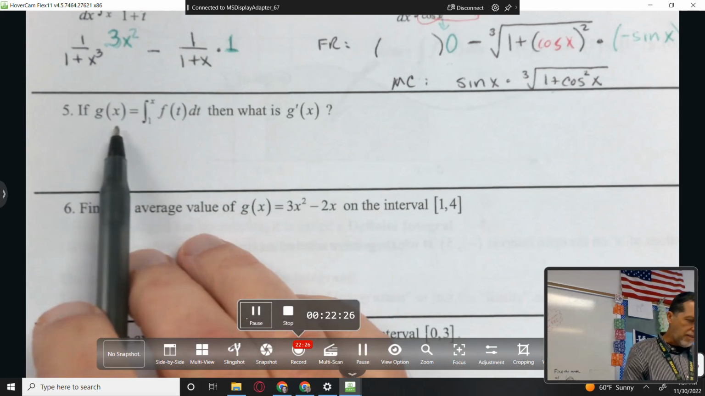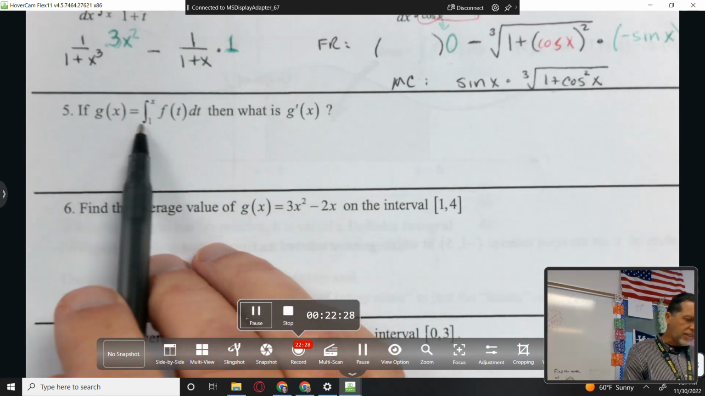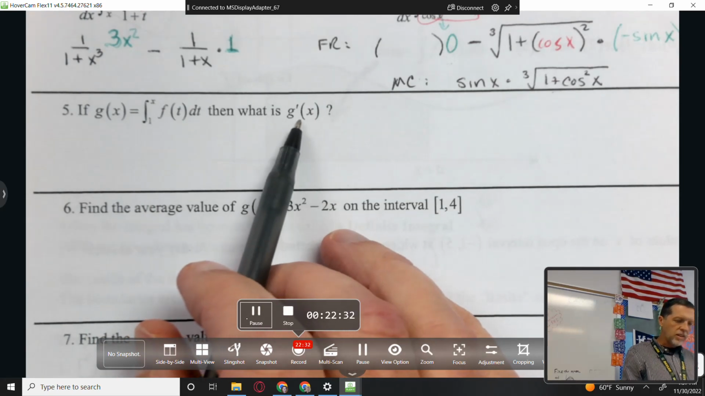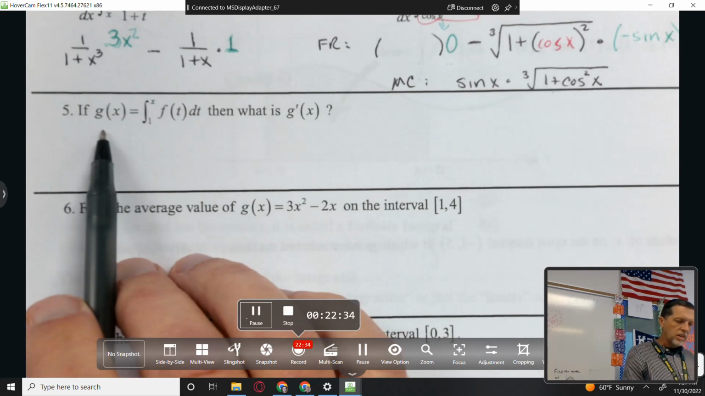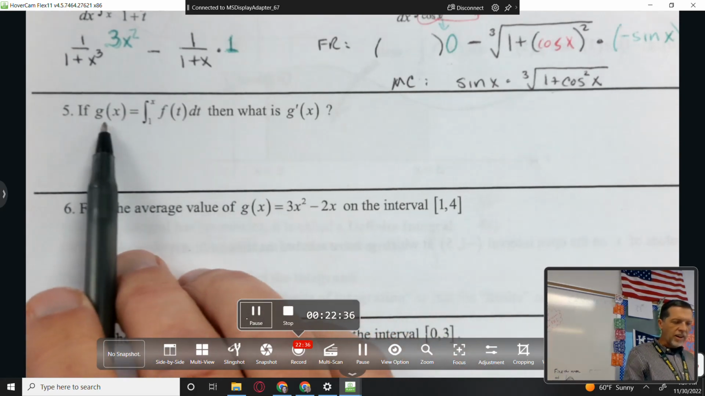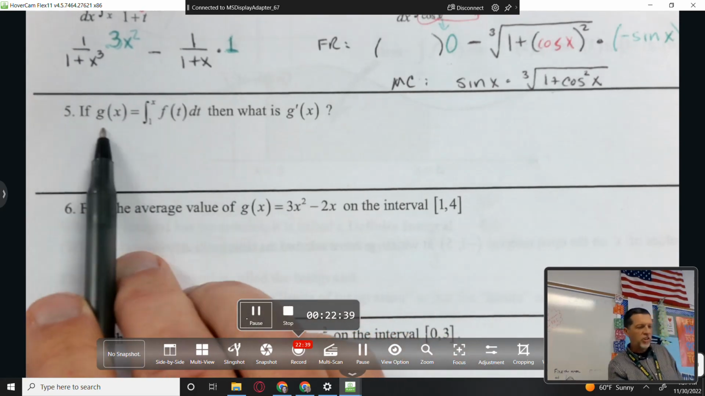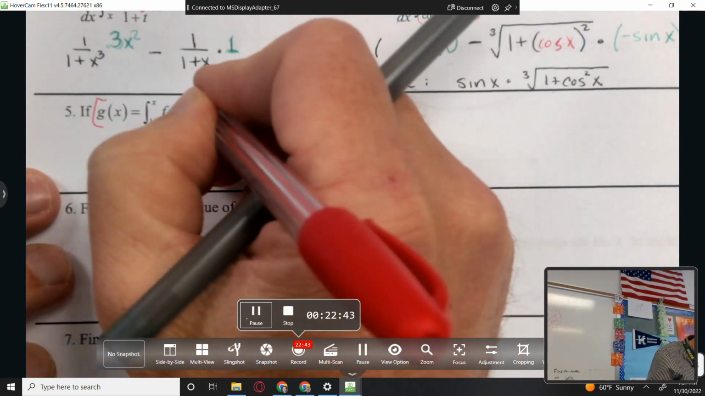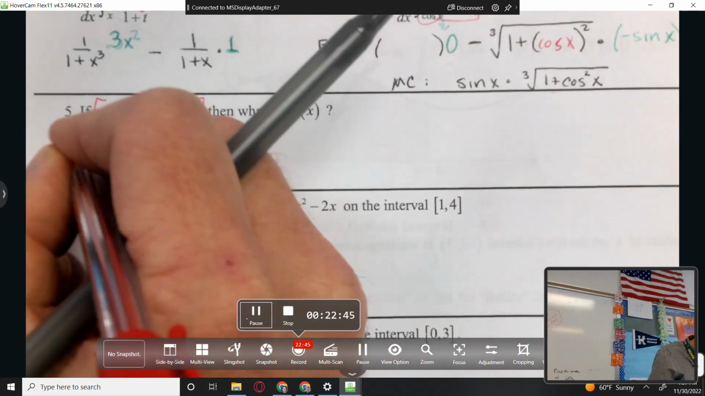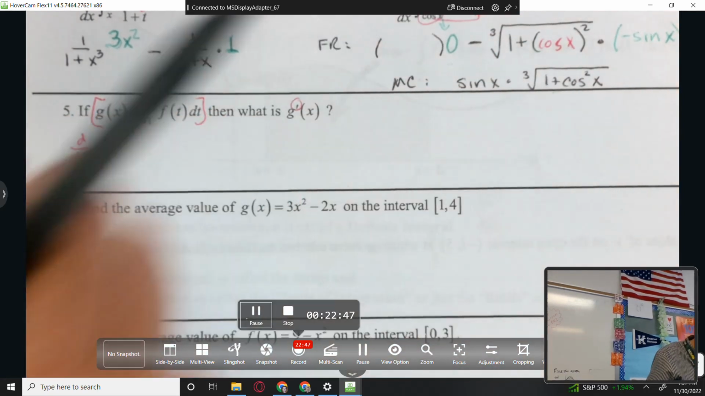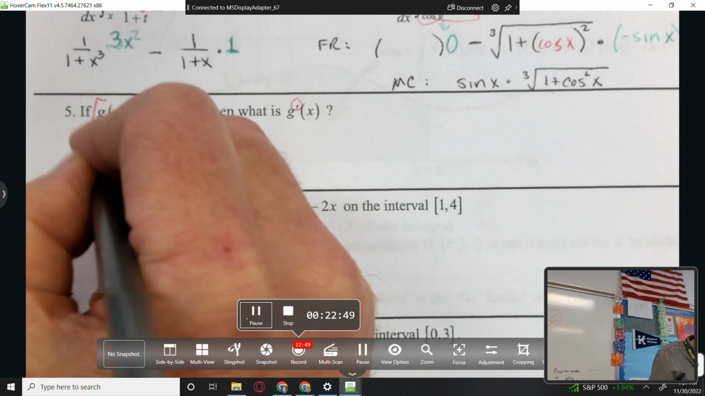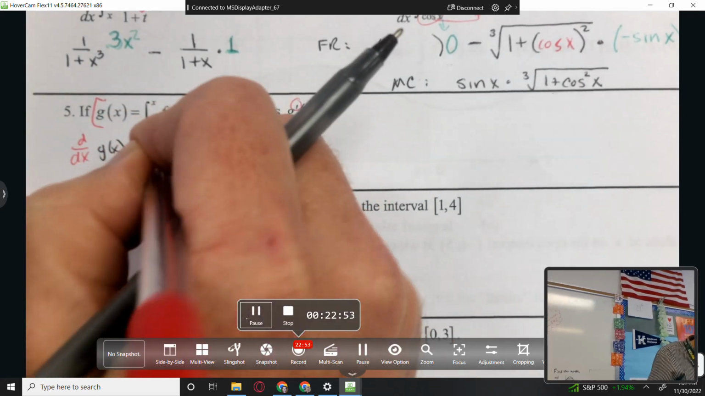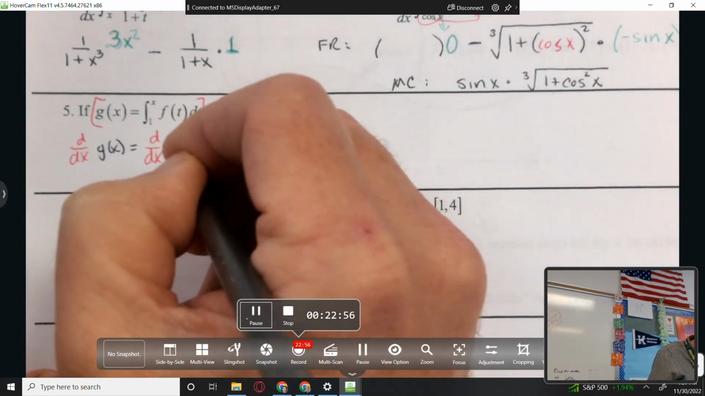Number 5. If g of x is this thing, then what is g prime of x? The thing we put in the big box on the other page. So I want to find the derivative of g. The antiderivative? No, I want to find g prime, so I'm going to take the derivative of both sides. That will force g prime to show up.